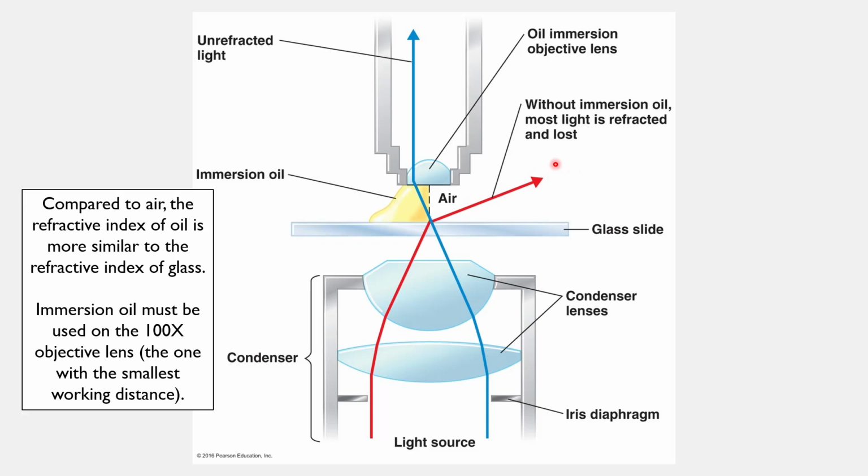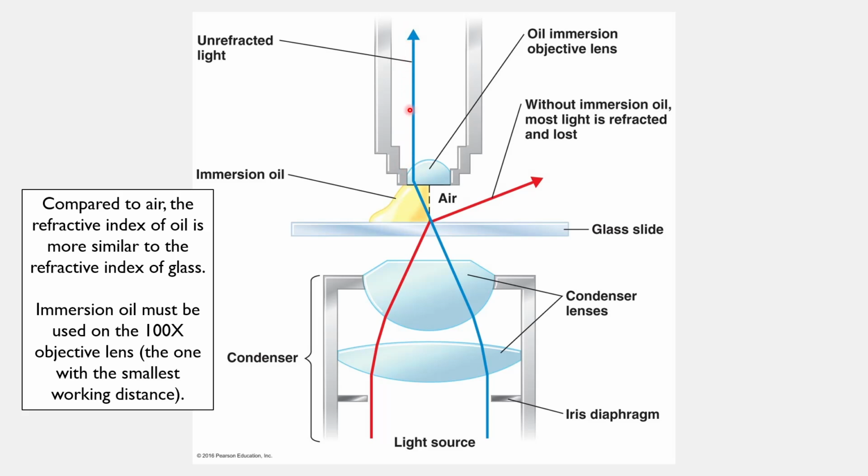The solution to this problem is to add a drop of immersion oil to the surface of the glass slide. Compared to air, the refractive index of oil is more similar to the refractive index of glass. What this means is that when a beam of light passes up through the glass microscope slide and into oil rather than air, it will bend less when it passes from glass into open air. That means that the light is going to pass into the objective lens and travel up towards your eye rather than refracting outward and being lost.